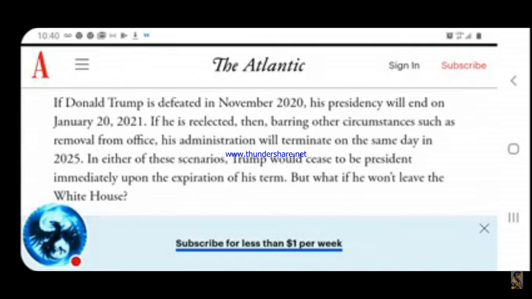Anyways, if Donald Trump is defeated in November 2020, his presidency will end on January 2021. If he's reelected, then barring other circumstances, such as removal from office, his administration will terminate on the same day in 2025. In either of these scenarios, Trump would cease to be president immediately upon the expiration of his term. But what if he won't leave the White House? What if he just won't go?